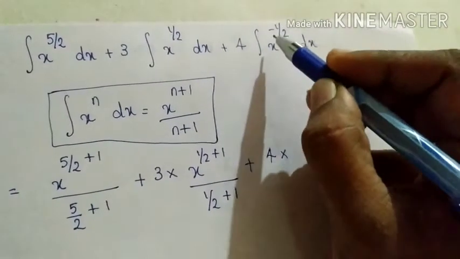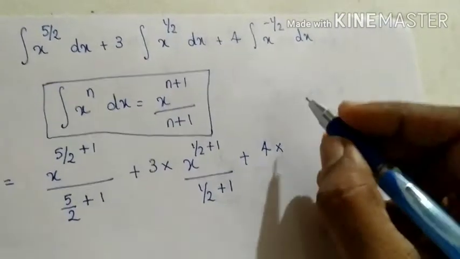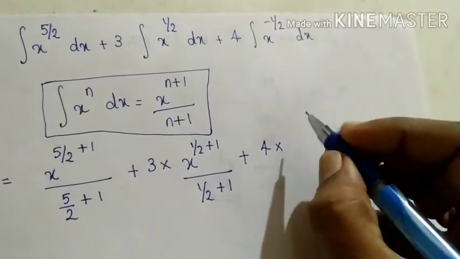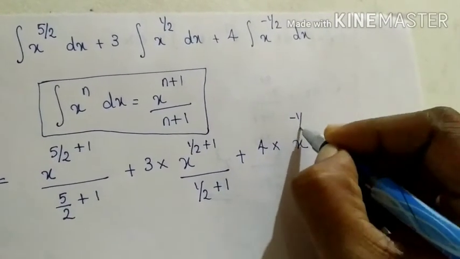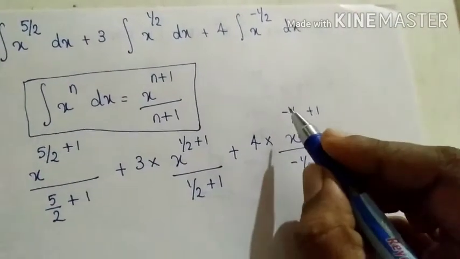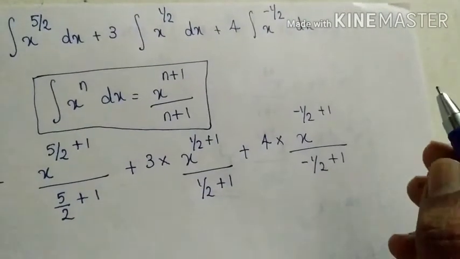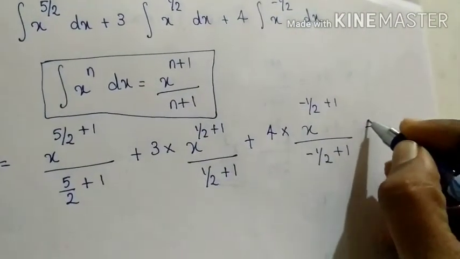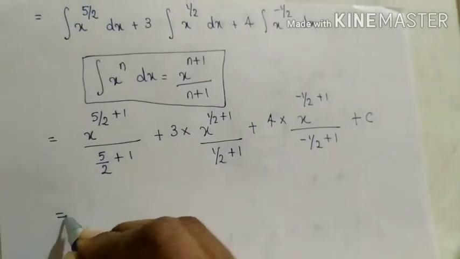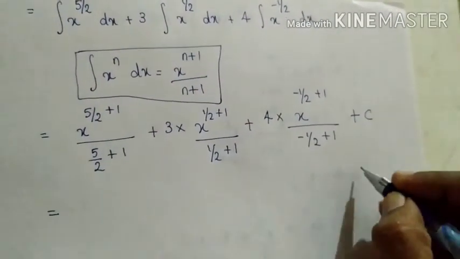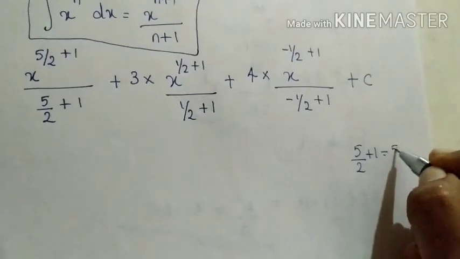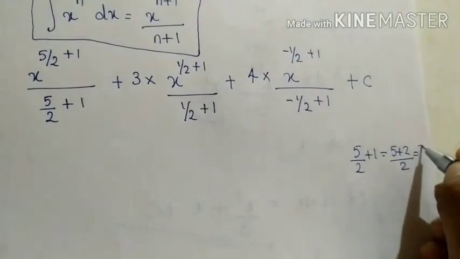So for integral x raised to minus 1 by 2 dx, replacing n by minus 1 by 2, we get x raised to minus 1 by 2 plus 1 divided by minus 1 by 2 plus 1. So don't forget to write this minus here. Okay, after that place a C here. C is a constant, right? So this is equal to 5 by 2 plus 1. After cross multiplying, we get 5 plus 2 divided by 2, that is 7 by 2.